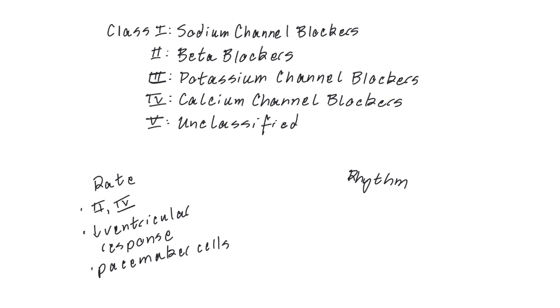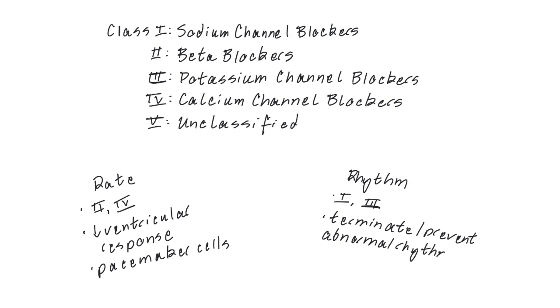The rhythm control drugs are classes 1, the sodium channel blockers, and 3, the potassium channel blockers. And these actually terminate, so stop or prevent, abnormal rhythms. So they act on myocytes, and they actually correct the rhythm.